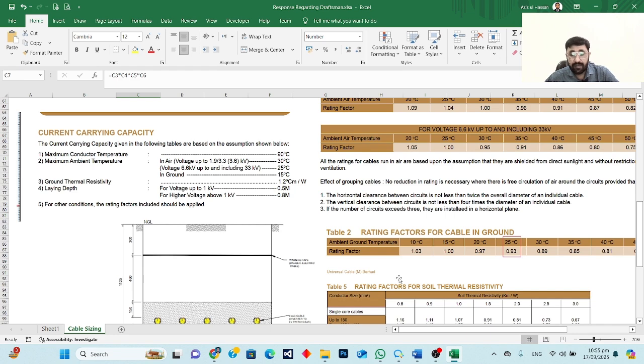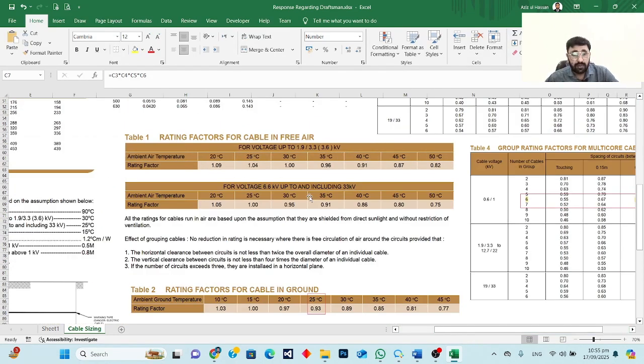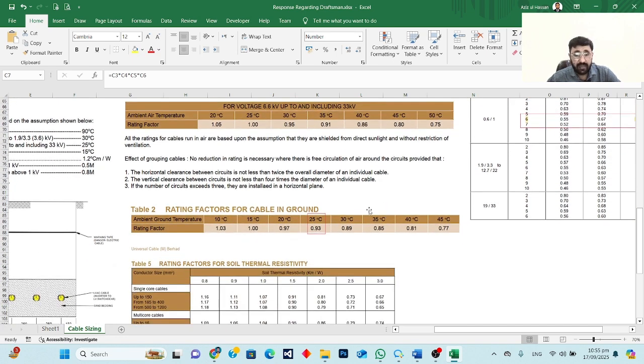So you can see that these are the factors. I'm checking. For the ambient air temperature, when we are installing the cable above ground, we just multiply two factors. One is the air ambient temperature, and the other one is the grouping factor. But for the ground, we have to multiply four factors. So these are the air temperature, and then there is the ground temperature.